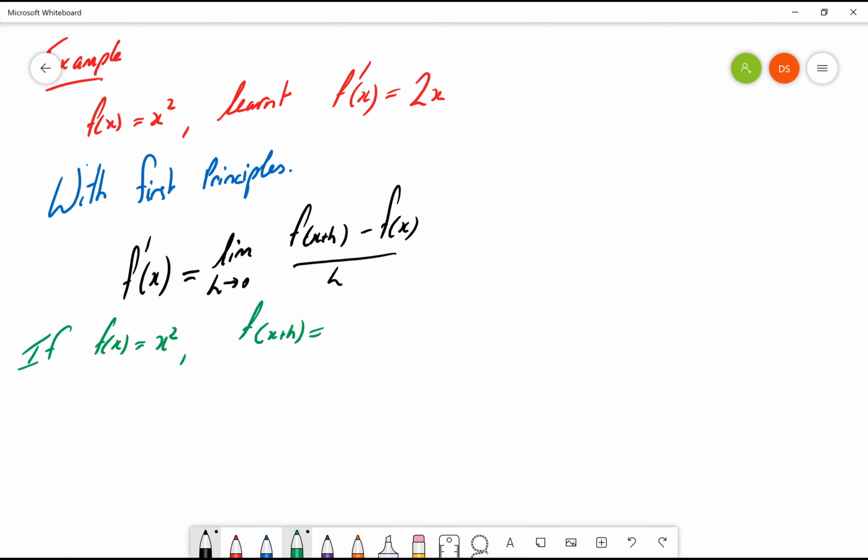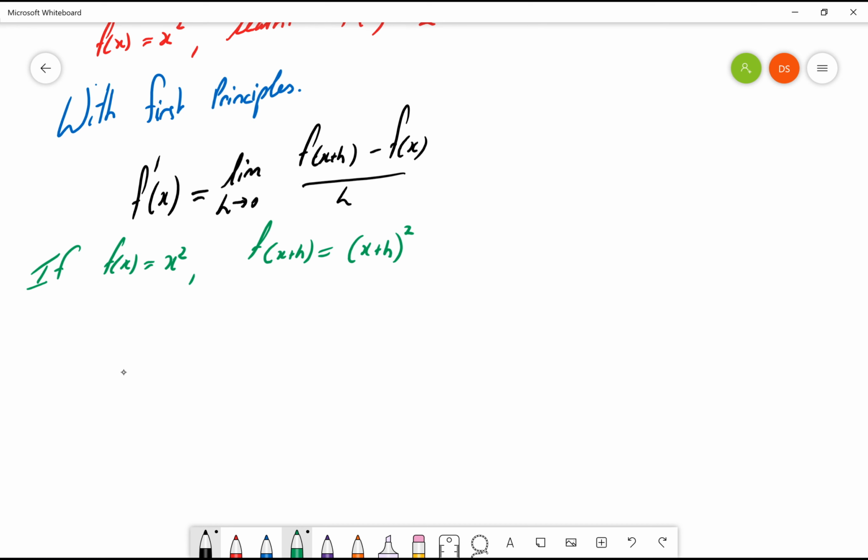So, f of x plus h is going to be x plus h all squared, because all I'm doing is substituting x plus h in place of x. Right? And Eddie, thank you for expanding that. Yeah, awesome. So, let's try it.